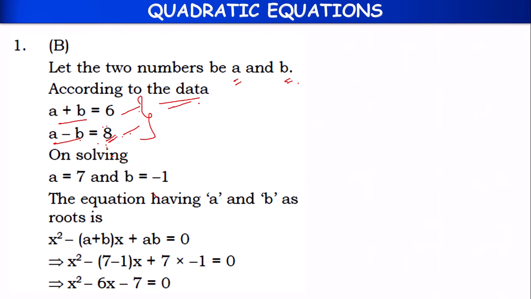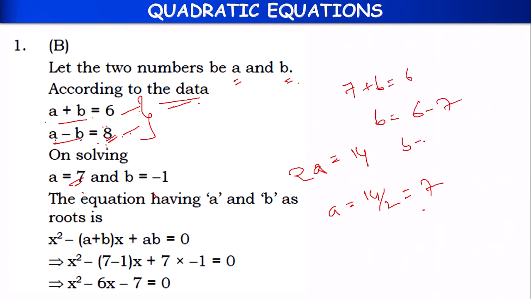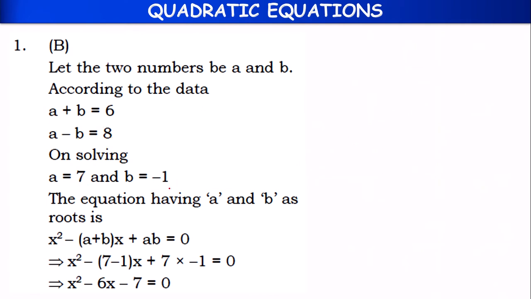On solving these two, A plus A, 2A equals 6 plus 8, where B minus B gets cancelled, so 14. A equals 14 by 2, that equals 7. The A value we will get is 7. If we substitute here, 7 plus B equals 6, B equals 6 minus 7, B equals minus 1. So A equals 7 and B equals minus 1.